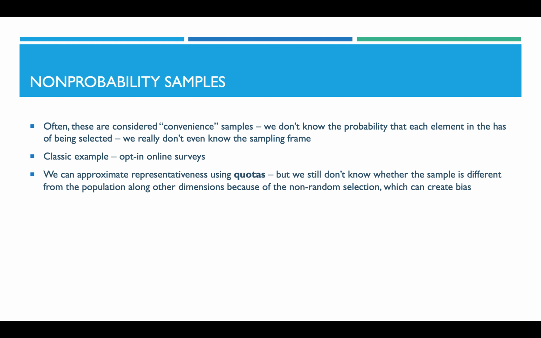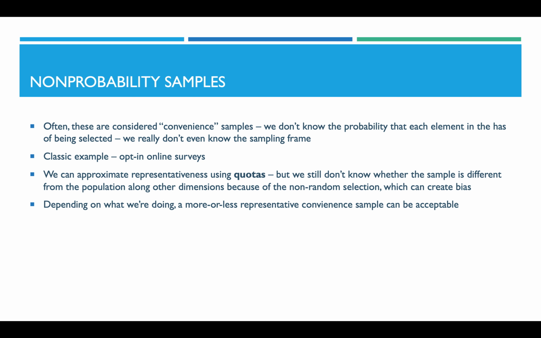And using these convenience samples, we can at least approximate representativeness using what we call sampling quotas. Your book discusses these in a little more detail. But even if we get what we think is a representative sample, it still violates some of these statistical assumptions, because we still don't know whether the sample is different from the population along other dimensions, because we're not using random selection techniques. This can create sampling bias, which is problematic for making causal inferences.